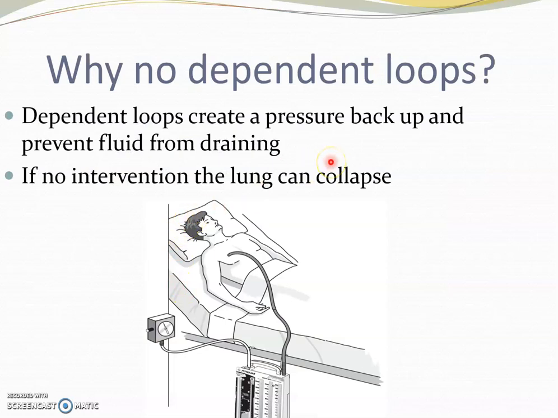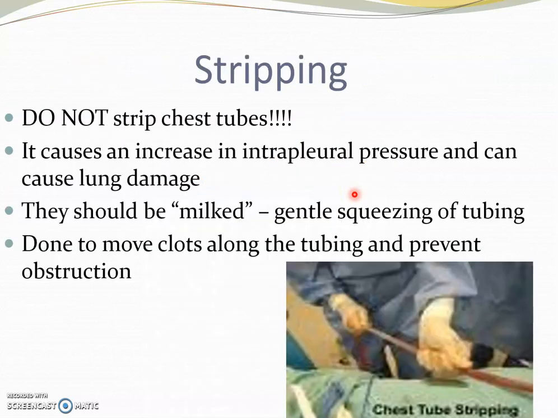Like I said, it can cause pressure, increase pressure in the lung, and it can actually cause the lung to collapse again. Stripping chest tubes. We do not strip chest tubes. According to NCLEX, this is not allowed. What we do is milk them, which is gentle squeezing of the tubes, to help move clots along the tubing and prevent obstruction of the tubing with the clots.